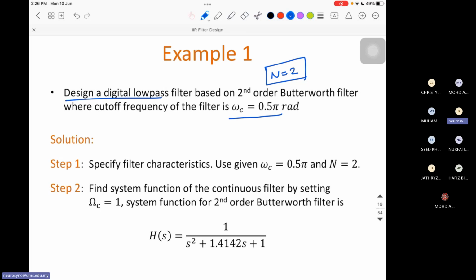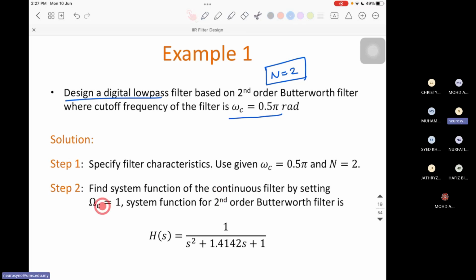Now, the first step, as we have seen, is to specify the design characteristics. In the design characteristics, we have omega c, the cutoff frequency, which is equal to 0.5 pi radians, and the order of the filter is equal to 2. Now, the second step is to find the system transfer function for the continuous filter.